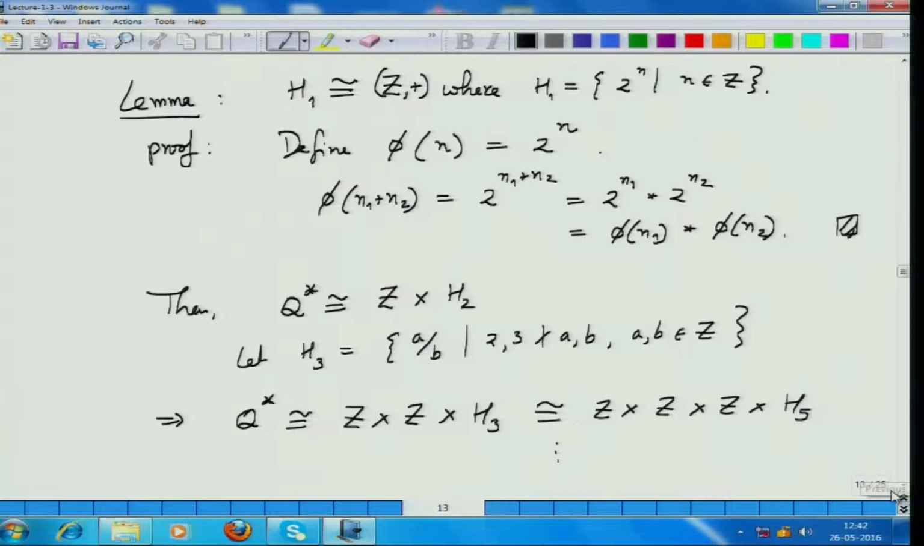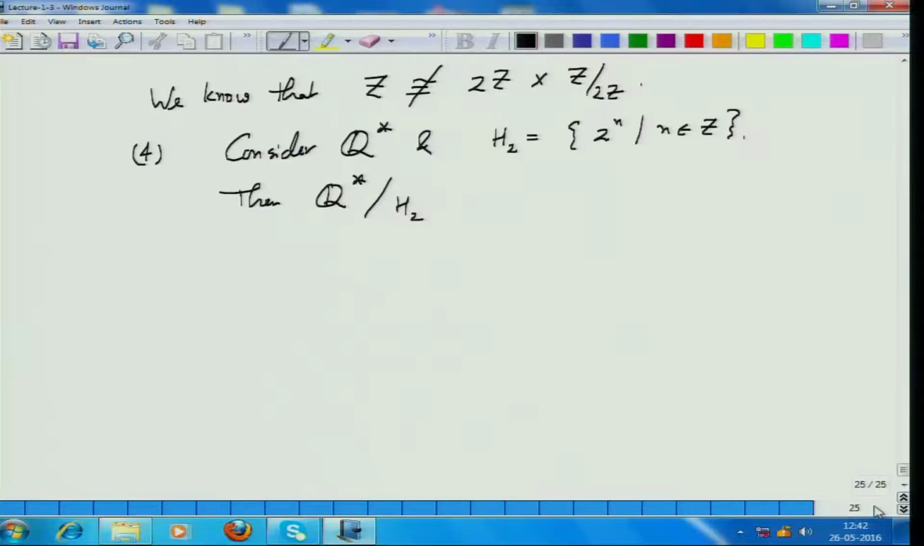Let me go back. I had used the name H1 there, and H2 was for the rest. So, I am choosing a different name, which is, I think, a slightly better naming mechanism, because H2 here represents all powers of 2 we are taking off. And what is the quotienting of Q star by H2? Just think, by definition, each equivalence class contains all rational numbers that differ by a multiple of a power of 2, essentially.